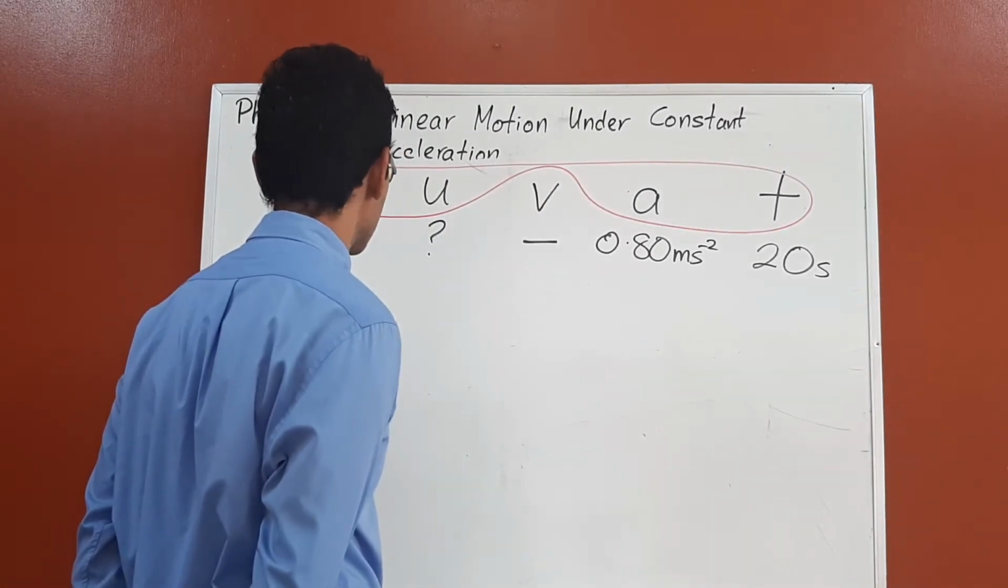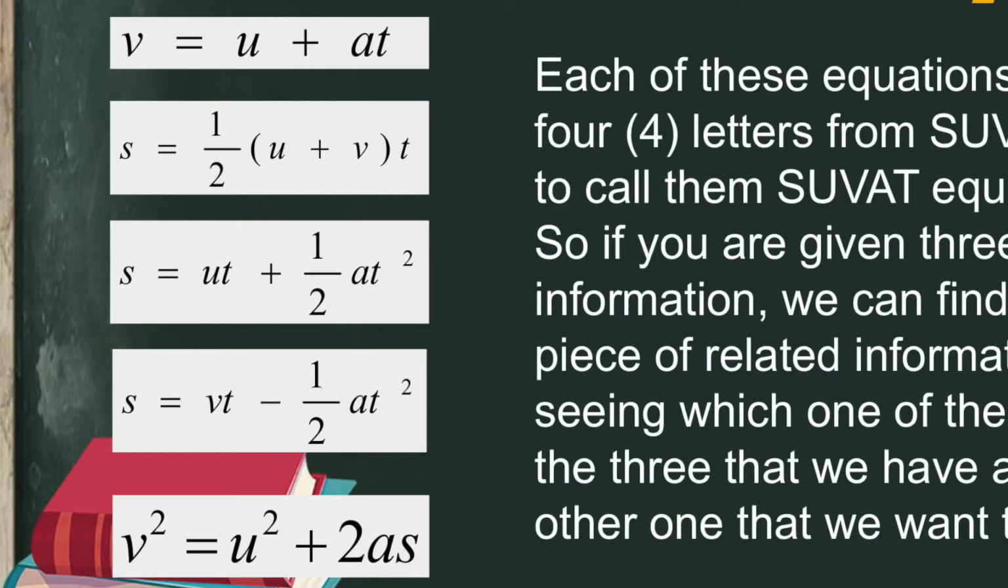Well, we have U, A, but we don't know U. We have A and T, but we don't have V and we don't know U. Not suitable. The next one, S is equal to half U plus V times T. Well, it's the same problem with U and V. We can't have U and V both in the same thing, even though we have S, but we didn't use A. So equation 2 out.